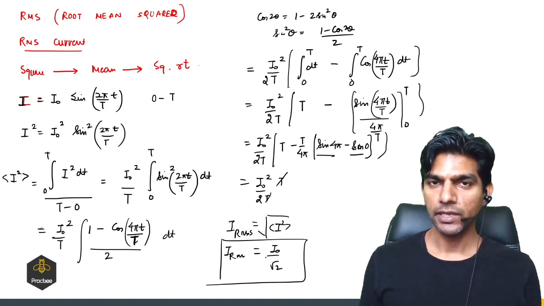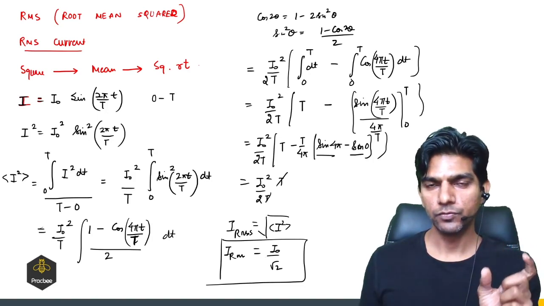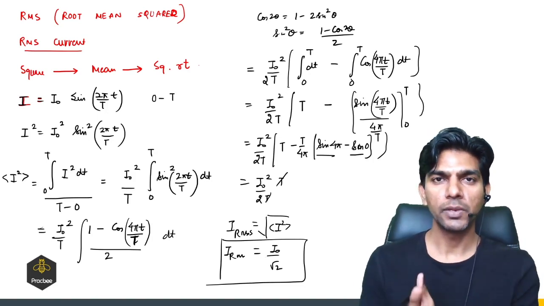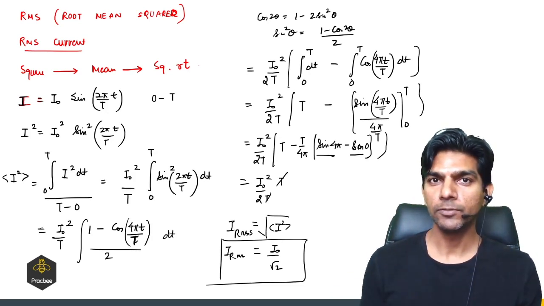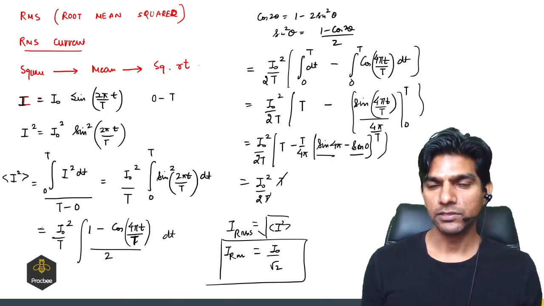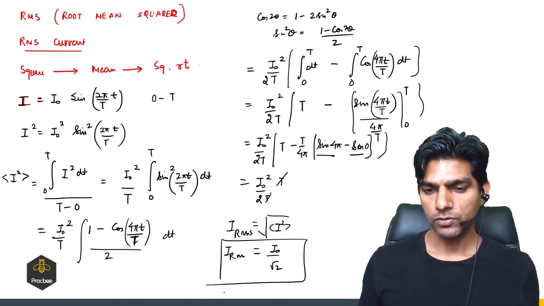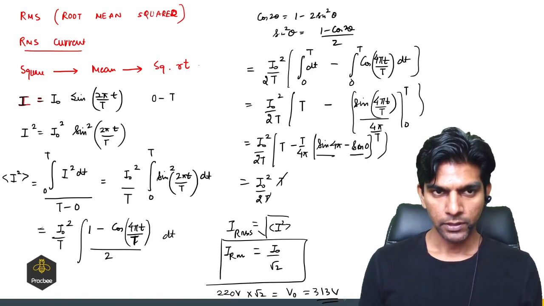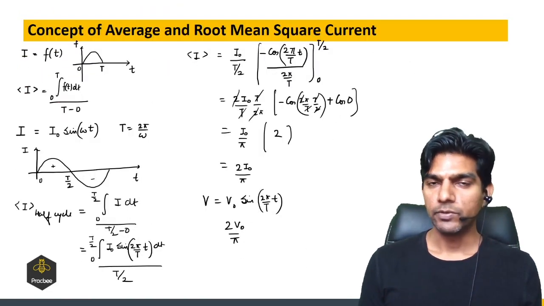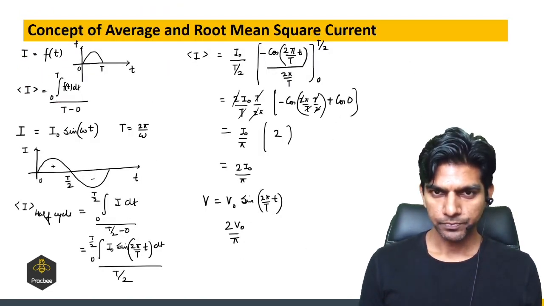So do remember this. If you have seen the voltage that is supplied to our household, we have seen 220 volts, and that 220 volts is the RMS value of the voltage. So if we have 220 volts and multiply this with root 2, we will get the peak value. The peak value comes out to be 313 volts, right? So that you can remember. I hope the concept of average and RMS value is clear to you.